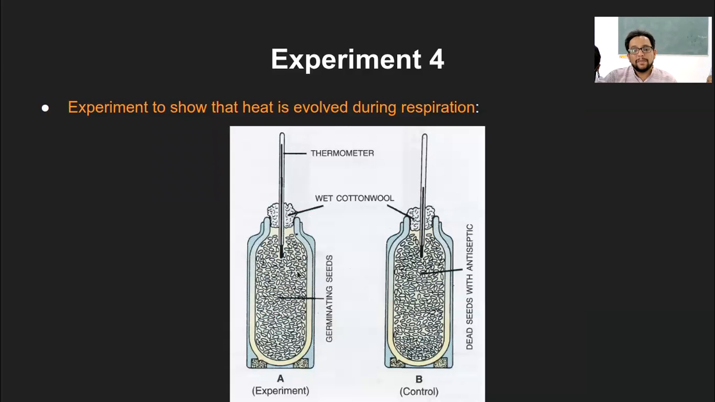So due to this moisture, the seeds will start germinating. They will do the process of respiration. They will release heat and carbon dioxide. Due to the heat generated, the temperature will increase on this thermometer. On the contrary, there will be no temperature change in this control setup where there are dead seeds. So that's another simple setup to prove that heat is evolved during the respiration process.